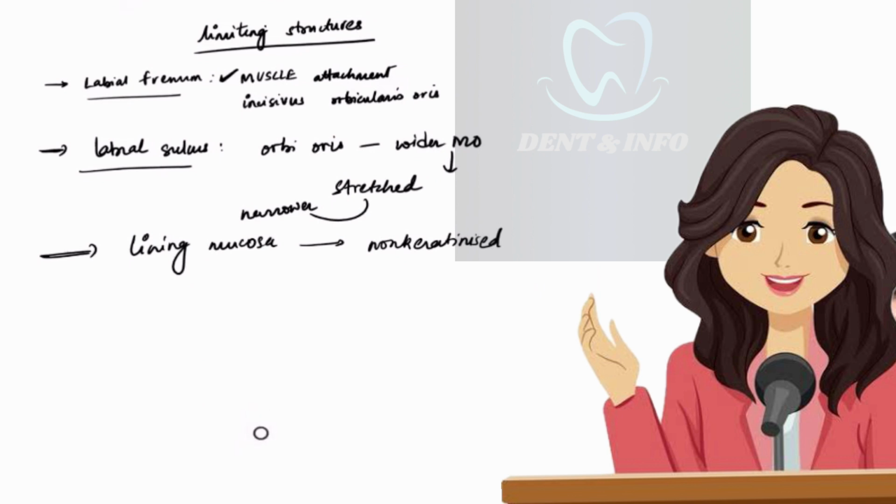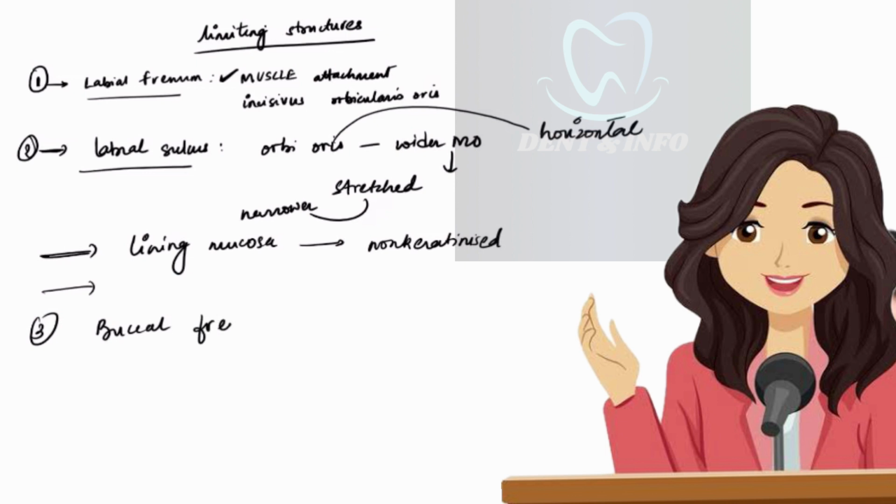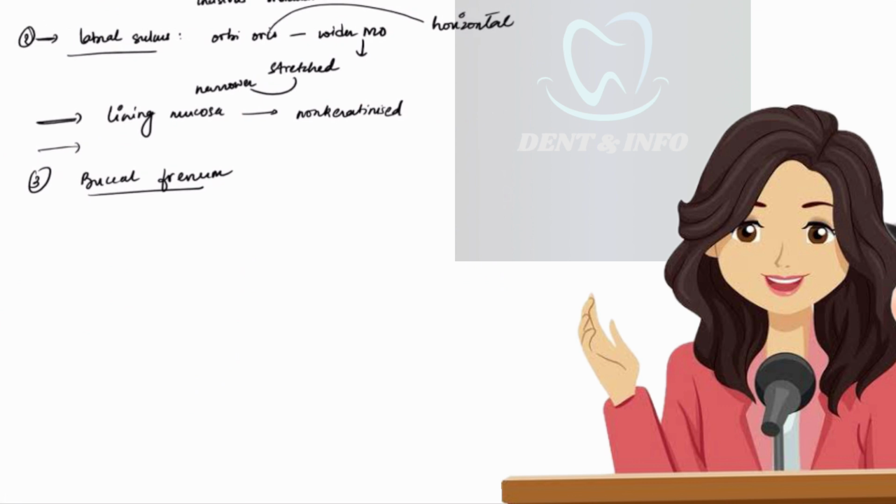Fibers of muscles that we see here are usually horizontal. So when they are stretched, when the mouth opening is wide, at that time the sulcus will narrow down. So that is something that we need to take care of and not overextend it. Coming to now, this was our first one. This was our second one. Coming to the third one is our buccal frenum. We are just discussing the points of difference now from your maxilla.